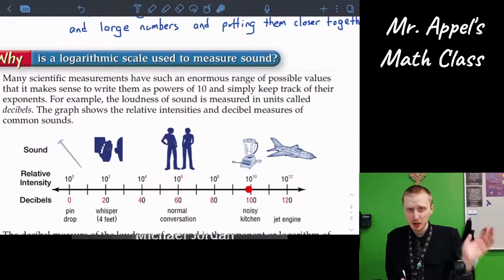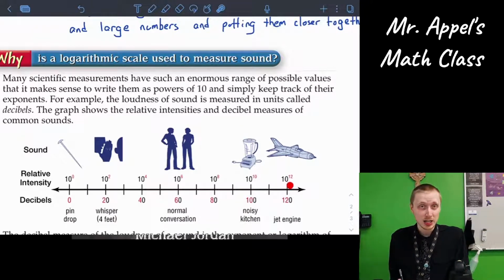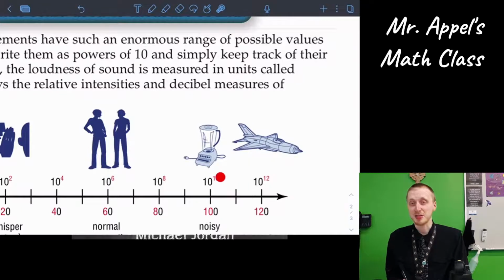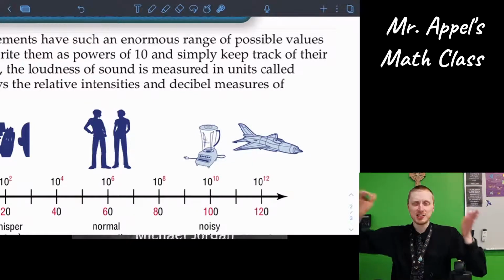Okay, if you got the blender going, what? I can't hear you, I'm making a smoothie, versus the jet engine taking off in the nearby airport. Look at that, the relative intensity there. You have 10 to the 10th versus 10 to the 12th. That's a huge number, right? 1 followed by 10 zeros.